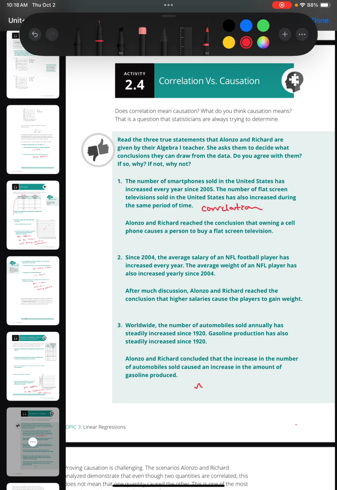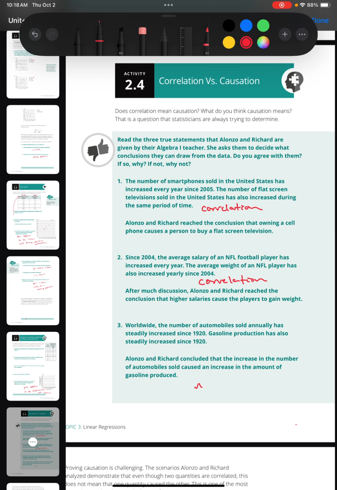So two, since 2004, the average salary of an NFL football player has increased every year. The average weight of an NFL player has also increased yearly since 2004. So they're both increasing again. So that data would look like there's a correlation. But we can't say that because their salary is increasing, their weight is being caused to increase. So there wouldn't be causation there.